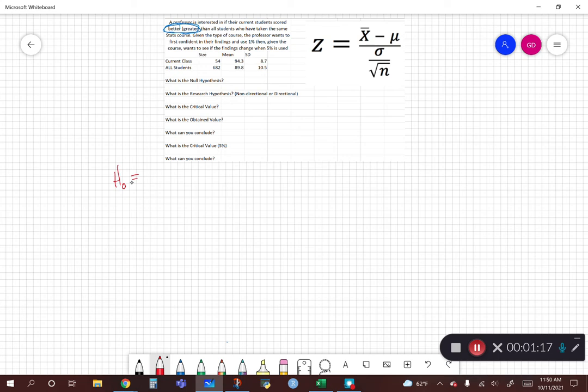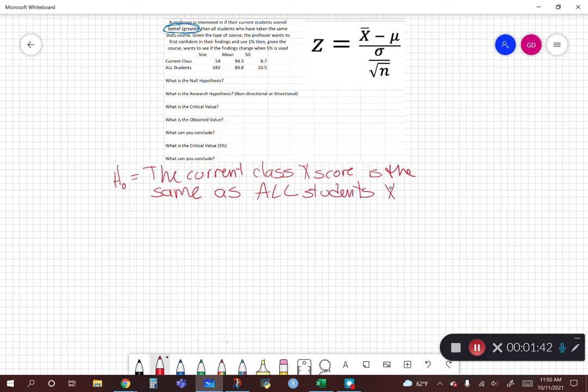So it'll look like: the current class mean score is the same as all students. That's our population, just all students. Oh, this should be the mu there. I'll just put mean score.